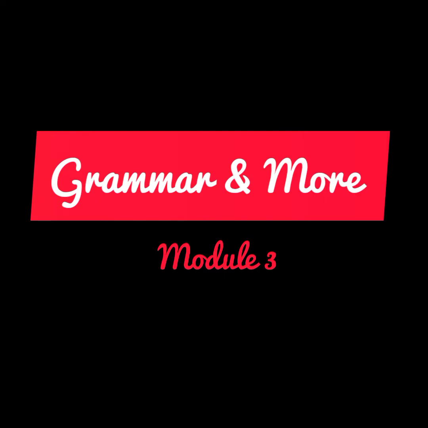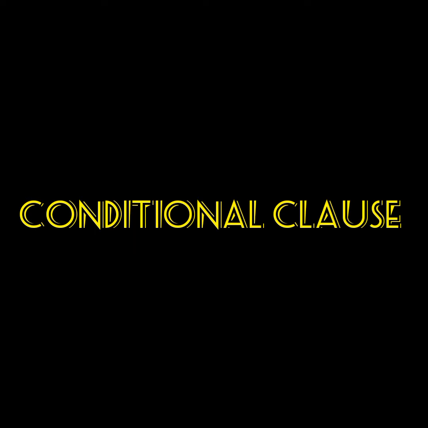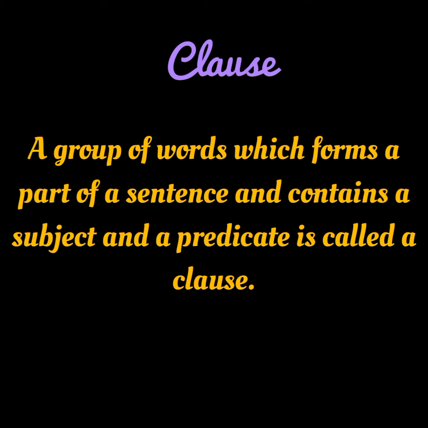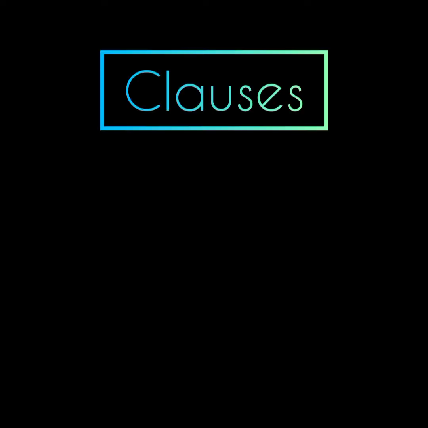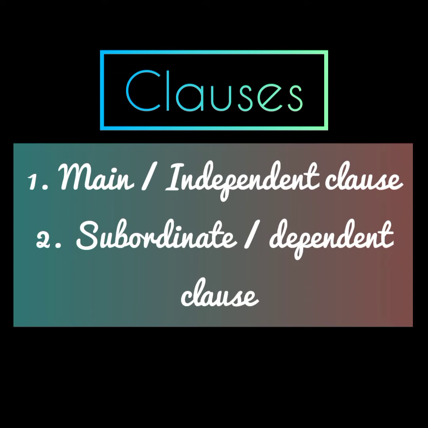Dear children, in this module we are going to discuss conditional clause. A group of words which forms a part of a sentence and contains a subject and a predicate is called a clause. Clauses are divided into two classes, main clause and subordinate clause. Main clause is also known as independent clause and subordinate clause is also known as dependent clause.